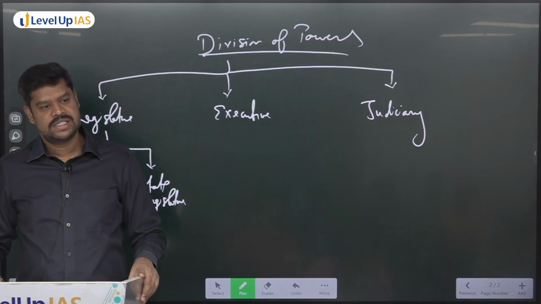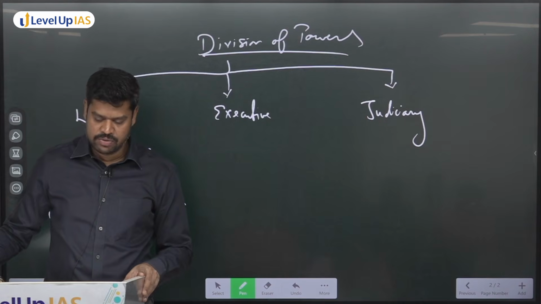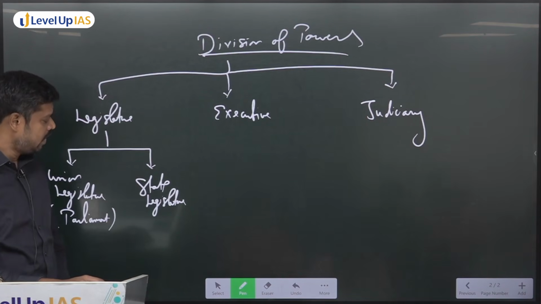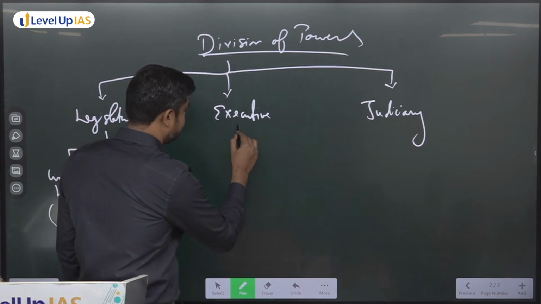As of now, there are 6 states in our country that have a legislative council. Anyways, that's factual information that we'll deal with later. Okay, now the point here is, this is in case of the legislature, and similarly if you see executives can be at 2 levels.